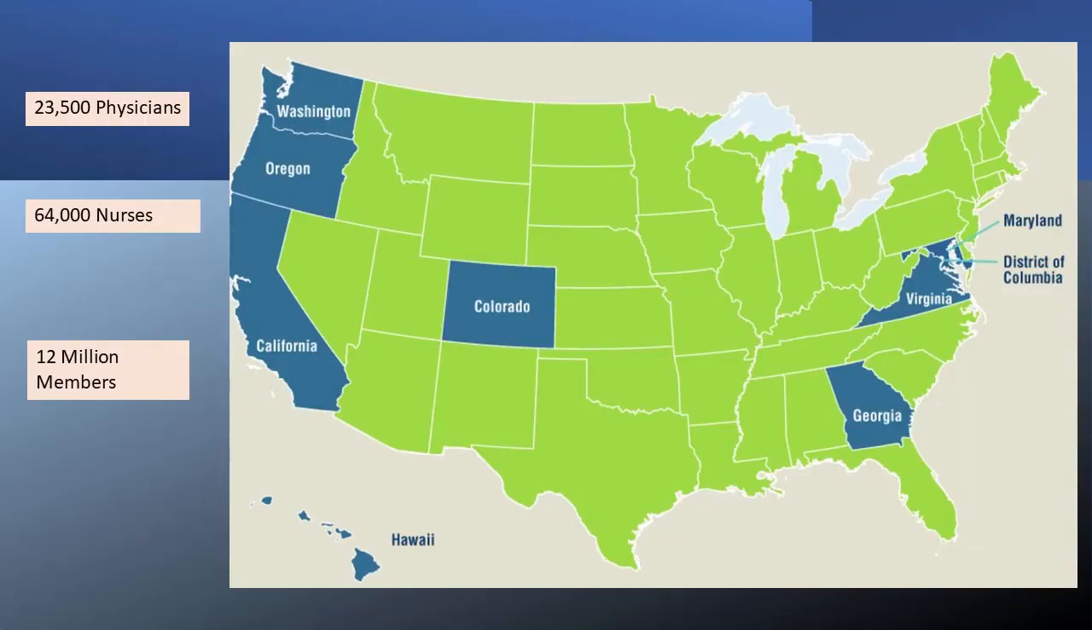What I wanted to highlight right here is I represent one of 23,000, almost 500 physicians across our entire Kaiser Permanente enterprise. And we have memberships and family from all the way in Hawaii, as you can see, the entire west coast of the United States, Colorado, as well as some of the states in the East Coast. And we have 64,000 nurses we work with and 12 million members. So really, it is a vast enterprise, and I'm really humbled to be able to represent our organization.